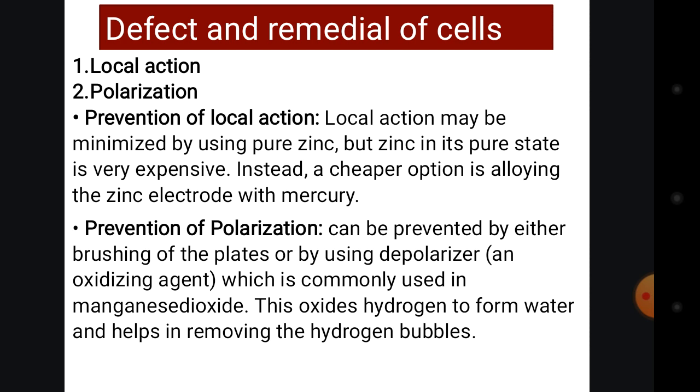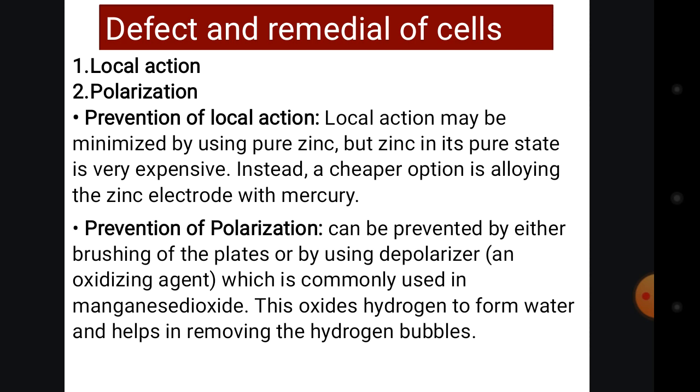So that is for the prevention of the local action. Also, the polarization can be prevented by brushing, like a normal washing. You can prevent that polarization by washing. You can brush those cells, those plates, so that you can prevent the polarization, or by using a depolarizer.